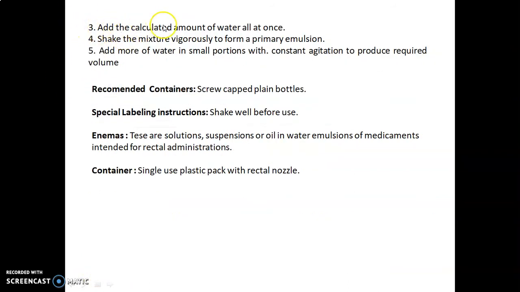Third one, add the calculated amount of water all at once. Then fourth one, shake the mixture vigorously to form a primary emulsion. Fifth one, add more water in small portions with constant agitation to produce the required volume. Then recommended containers: screw capped plain bottles. Special labeling instructions are shake well before use, as it is a liquid dosage form.